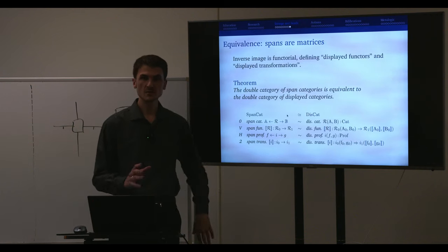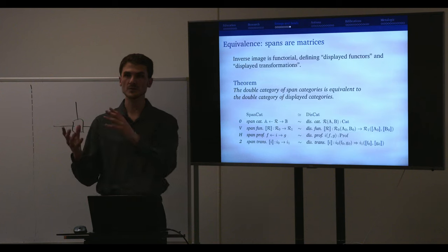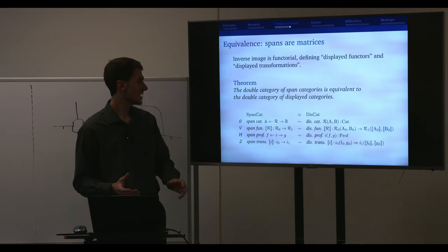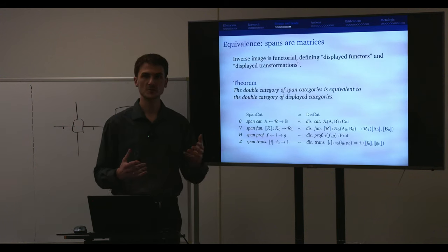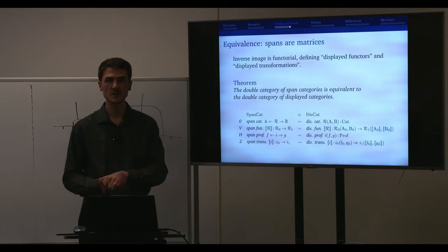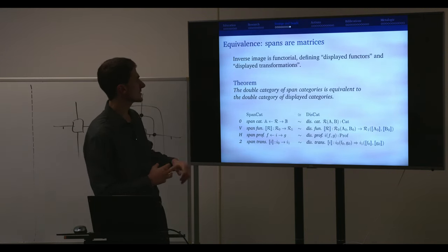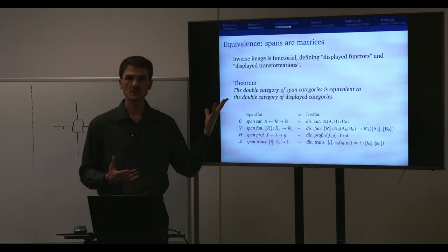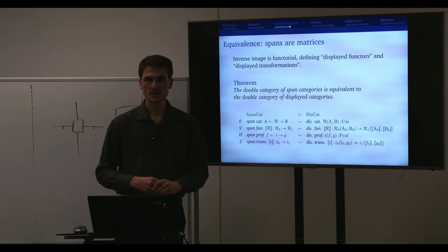So spans of categories are equivalent to matrices of categories, and spans of profunctors are equivalent to matrices of profunctors. And this is, of course, functorial, so spans of functors are equivalent to matrices of functors, and spans of transformations are equivalent to matrices of transformations. So this gives an equivalence between the double category of span categories and that of displayed categories.